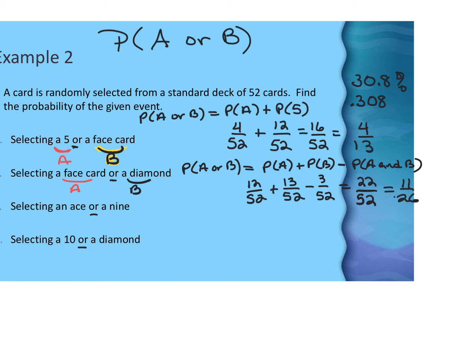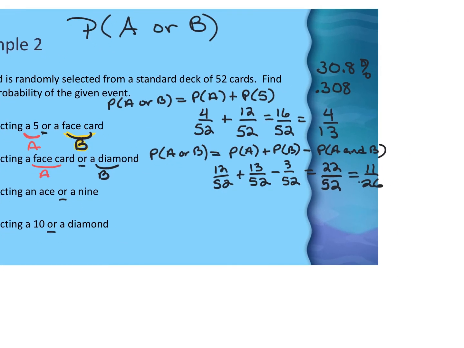I can also make this a decimal by dividing it, and as a decimal, 0.423 or 42.3%.